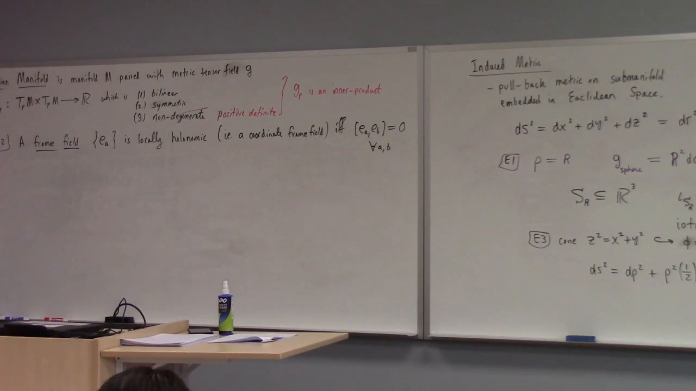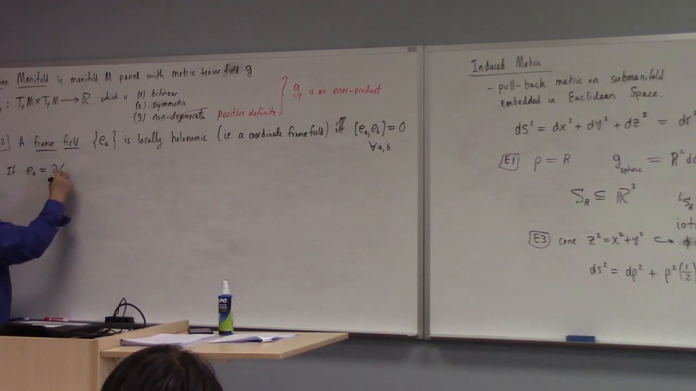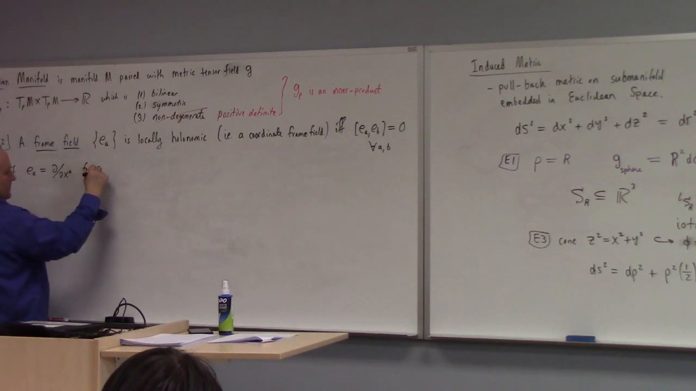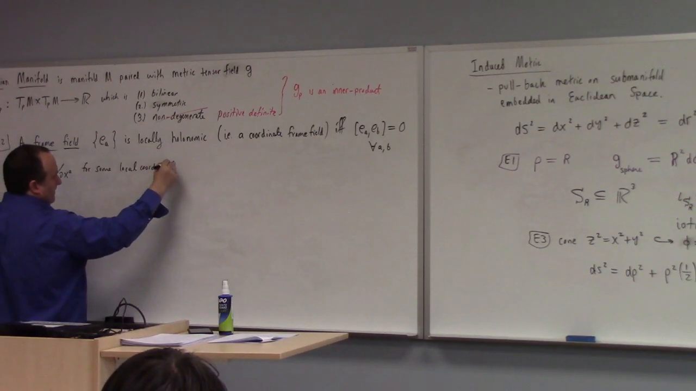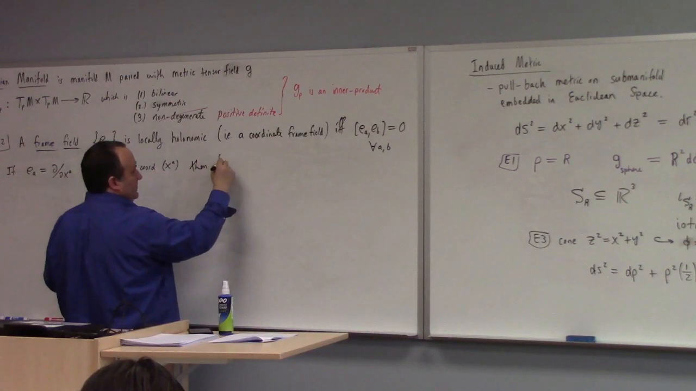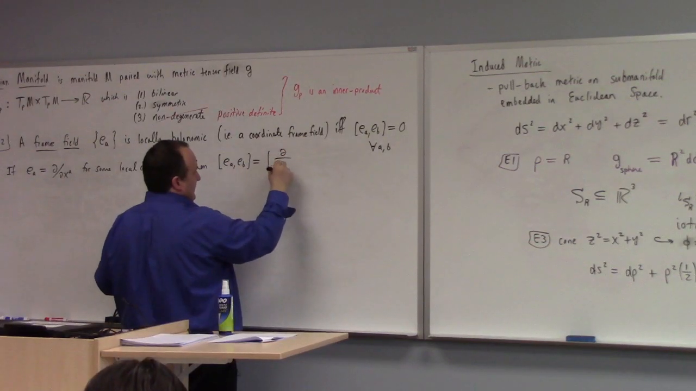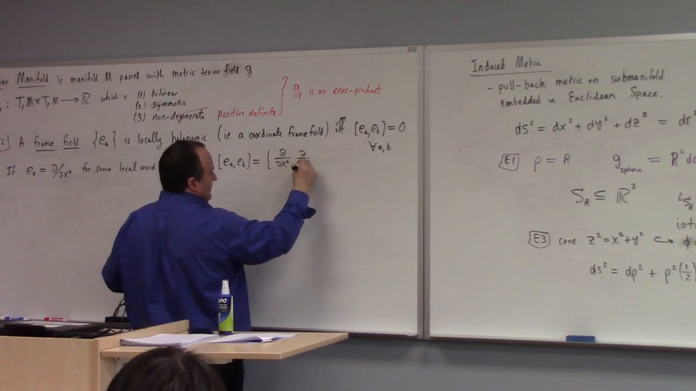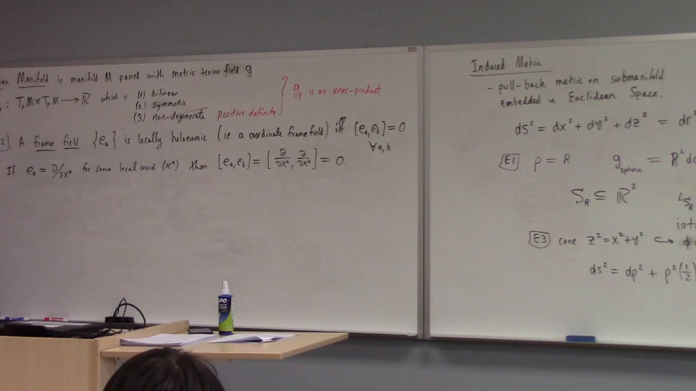First of all, if E_A is equal to partial x^A for some local coordinates, then of course the Lie bracket of E_A with E_B is nothing more than the Lie bracket of partial x^A, partial x^B, which we know works out to 0 because partial derivatives commute, right? Partial derivatives commute.